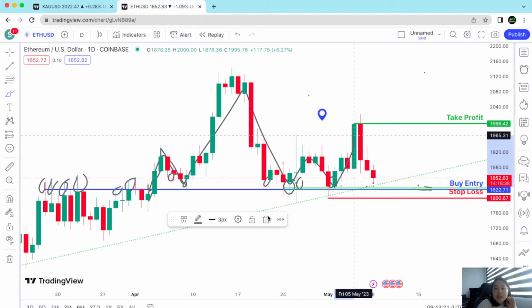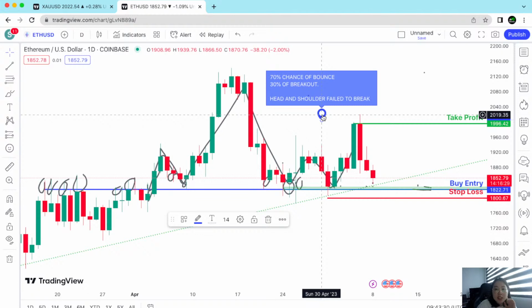So this is what I think is going to happen with Ethereum. There's a 70% chance of a bounce. This is just my own analysis. 30% chance of a breakout, and the head and shoulder failed to break. This is why I became so confident of a bounce.